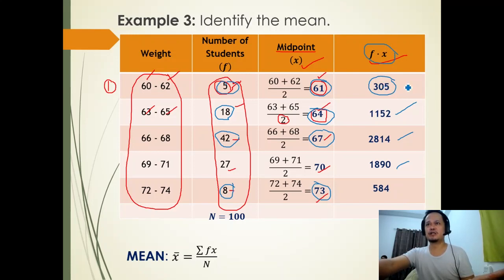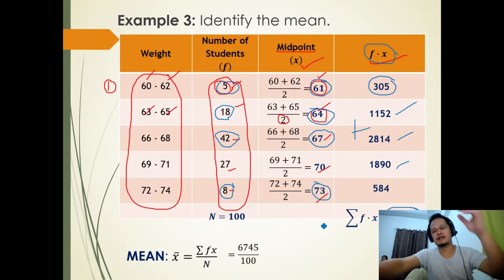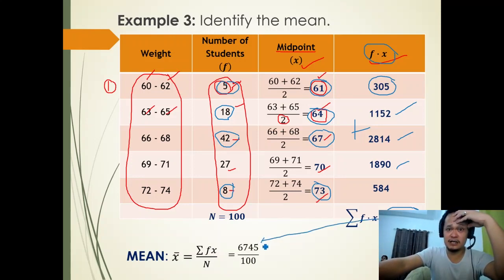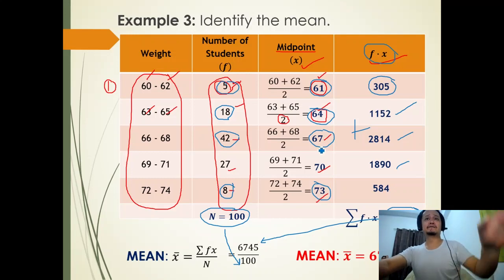So for the summation, we just simply add all these things here, and we get 6,745. So going back to the formula, x bar, or the mean, is the sum of fx divided by n. So the sum of fx is 6,745, and your n is equal to 100. So that gives you an average, or a mean, of 67.45 in 2 decimal places.